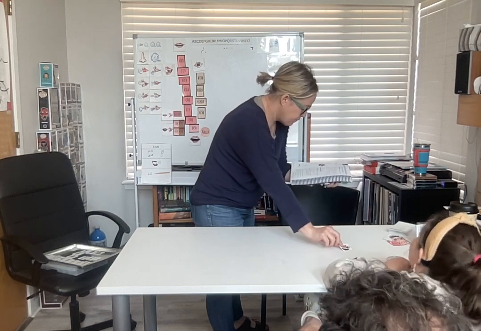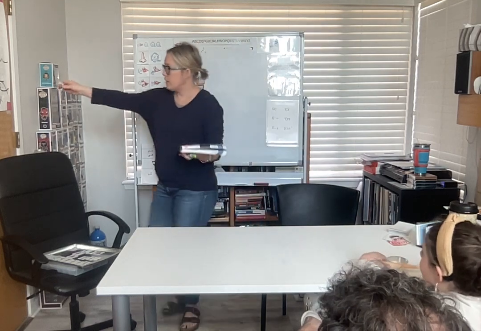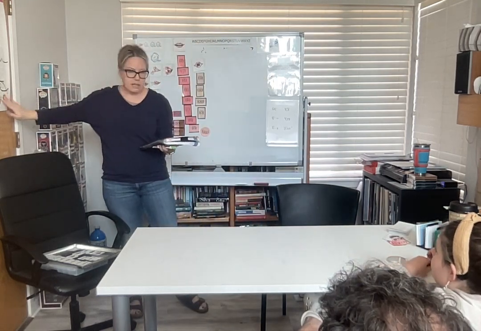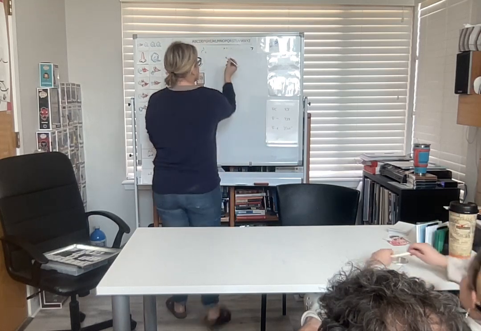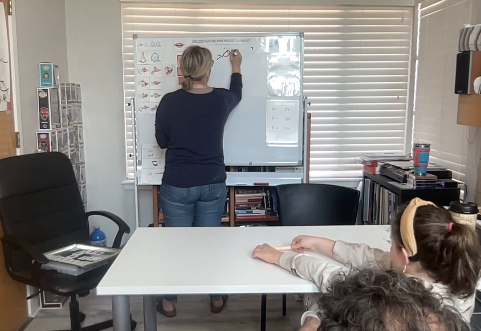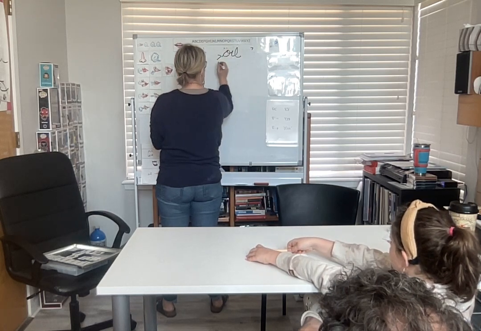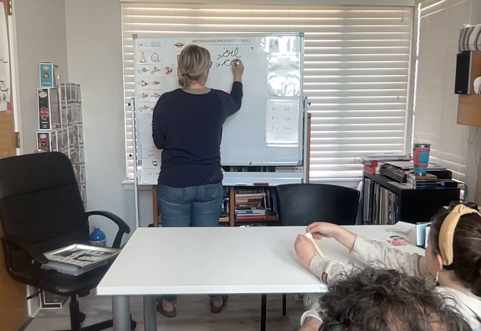Diphthong. And it looks like this. And I'm going to put that over here on the sound chip. Goes right there. Now take a look at these words. I've got O, I, L, oil. C, O, I, N, coin.